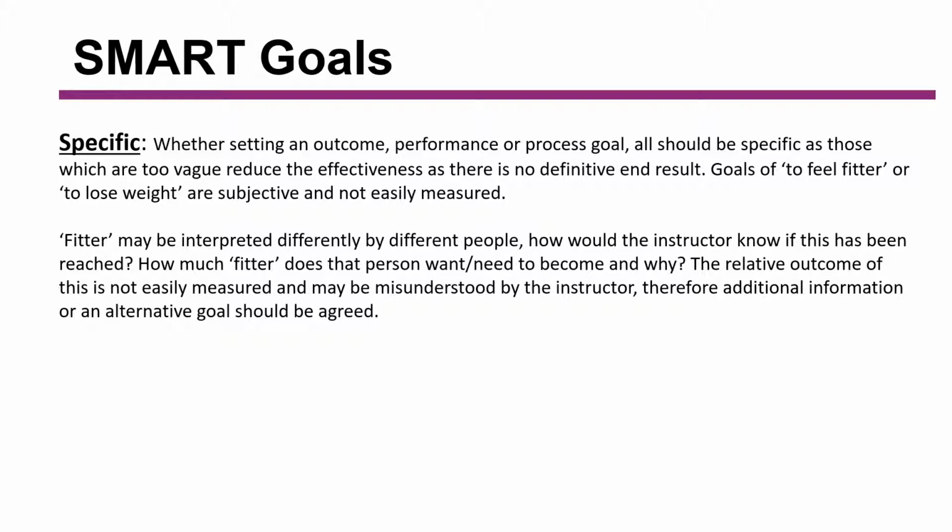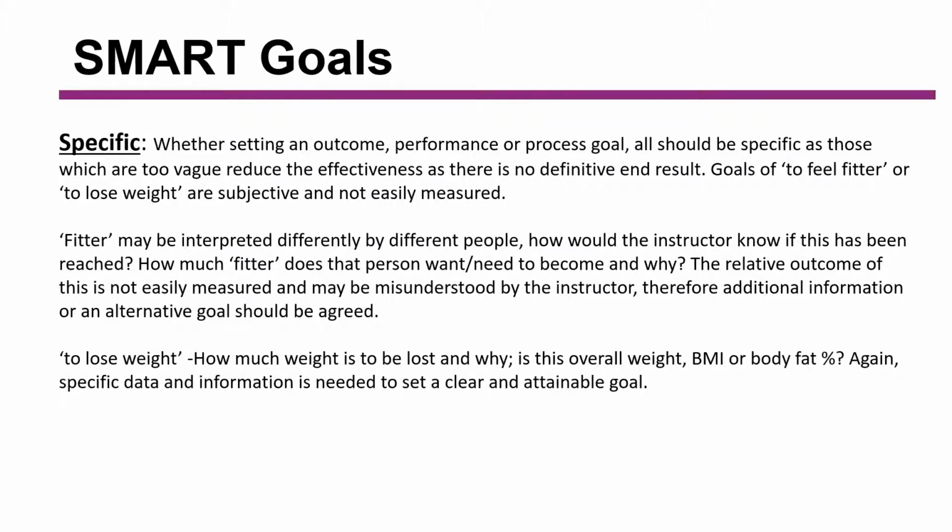The relative outcome of this is not easily measured and may be misunderstood by the instructor. Therefore, additional information or an alternative goal should be agreed. To lose weight. So the same thing, how much weight is to be lost and why? Is this overall weight, BMI or body fat percentage? Again, specific data and information is needed to set a clear and attainable goal. So let's take a look at a couple of specific examples.